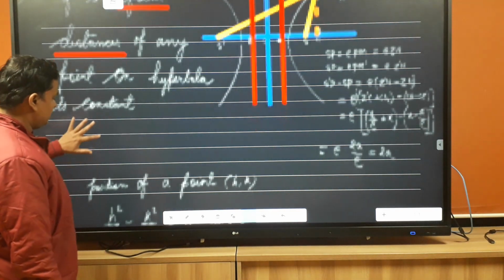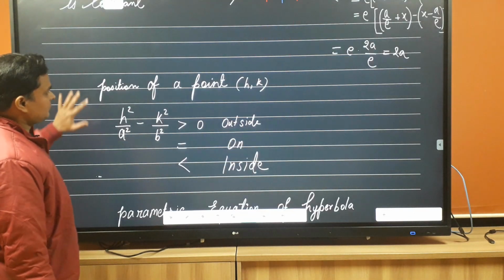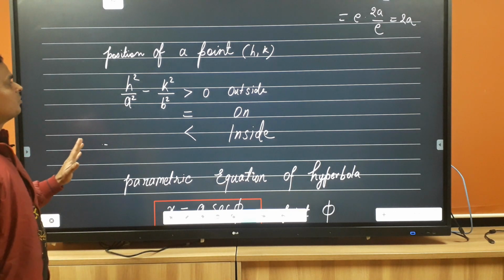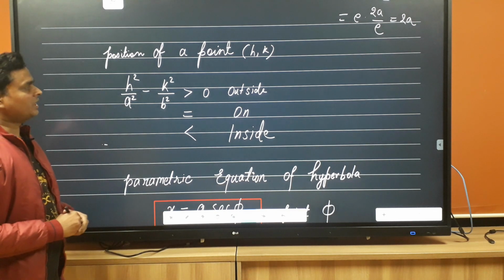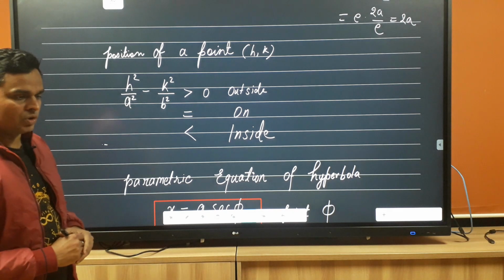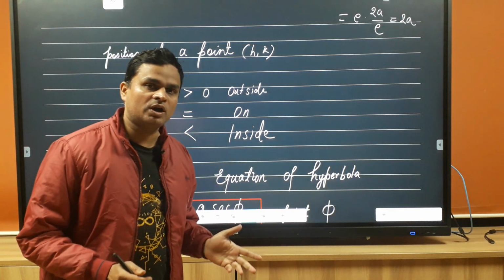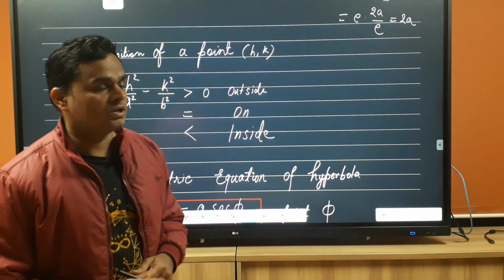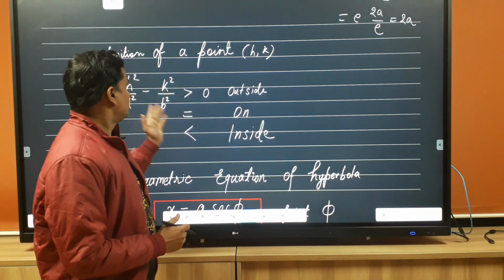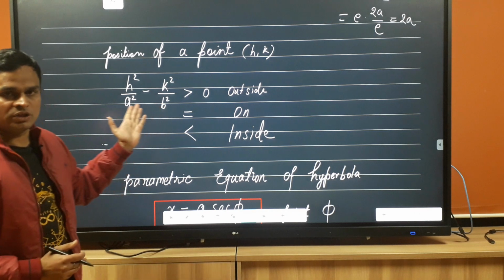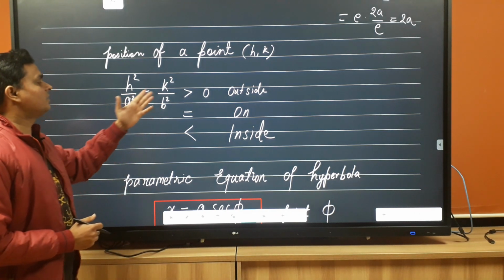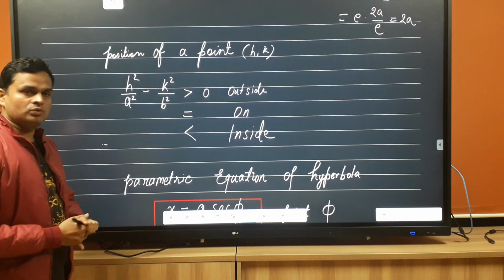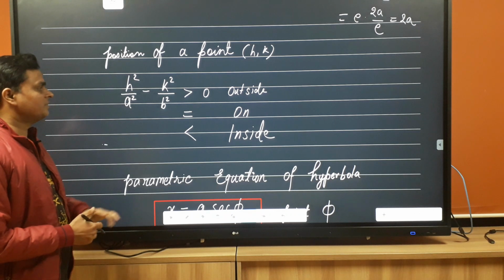Now moving ahead, this is the easiest thing for any curve, position of a point. We are trying to know whether a given point lies outside the hyperbola, on the hyperbola, or inside the hyperbola. If we substitute h and k in the equation of hyperbola, it will come out to be greater than 0 if outside. If it is equal to 0, then it is on, and if it's less than 0, then inside.